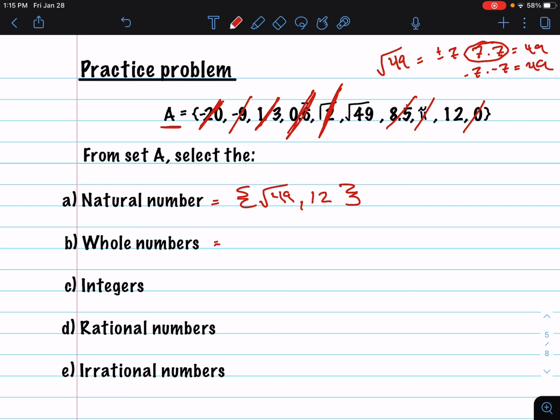Now, how about the whole numbers? Remember, the definition of the whole numbers is all natural numbers, including 0. So we have all of our natural numbers, and then we just include 0 in our set. So there's our practice problem. You guys go ahead and give the rest of them a whirl and pause the video, and then I will scroll down and show you the answers.